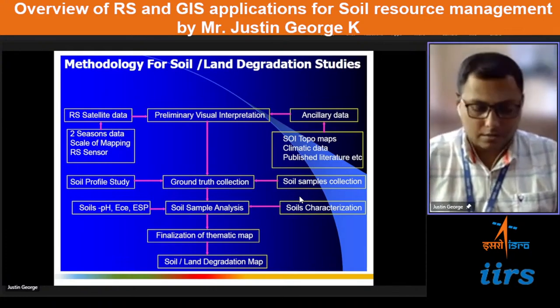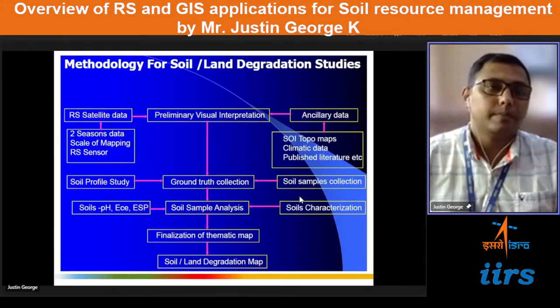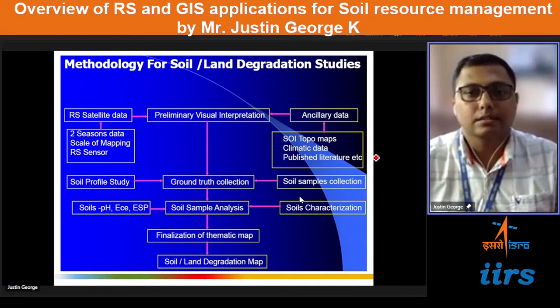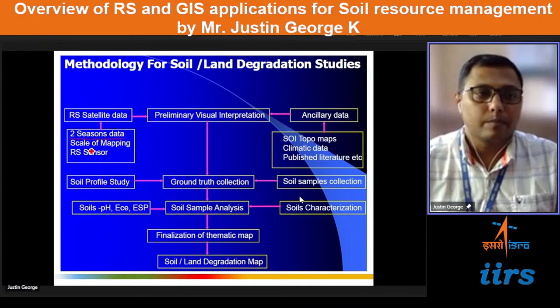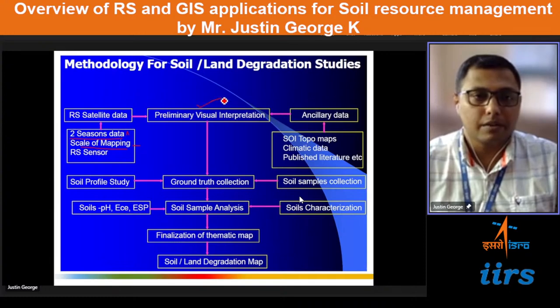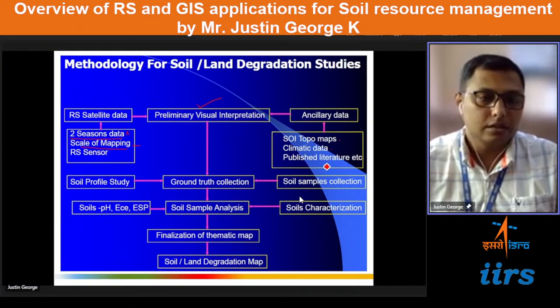This is a very generalized methodology for the soil as well as land degradation studies, adopted at the national level also. So we require at least 2 seasons data. We will be fixing the scale of the mapping. Which data we want to use will be decided mainly based on the scale of the mapping. The 2 remote sensing datasets will undergo a preliminary visual interpretation, and they will be combined with the information obtained from various ancillary data like the Survey of India topo maps, the climatic data, as well as the public literature, to identify the different types or the nature of land degradation we are expecting in a particular area.